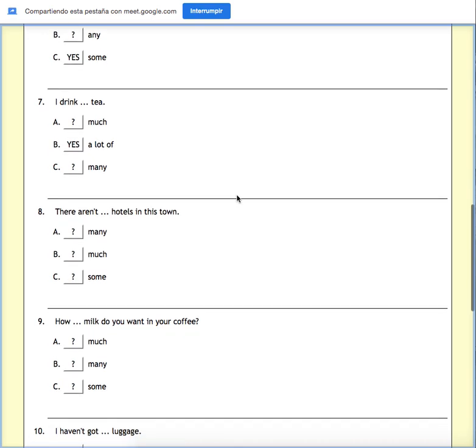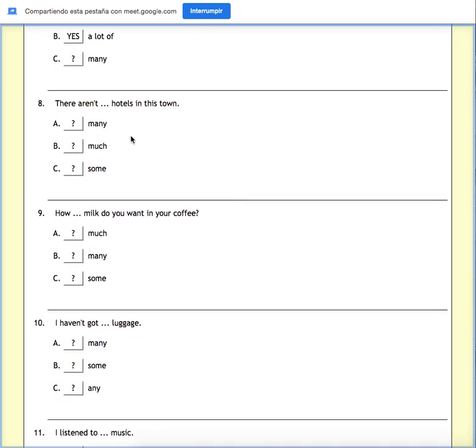Number 8, Mateo. There aren't space hotels in this town. Many, much, or some. What do you say? Much. There aren't much, are you sure? Yes, teacher. Okay, much. No, it is not much. Some. Look at this carefully. Lee con cuidado. No te me lances a dar la respuesta.